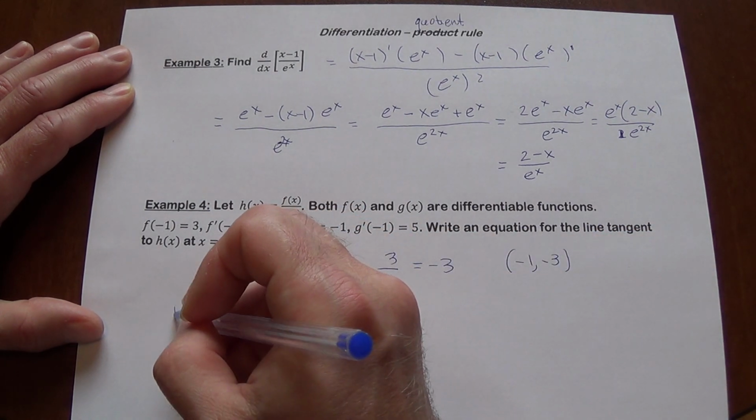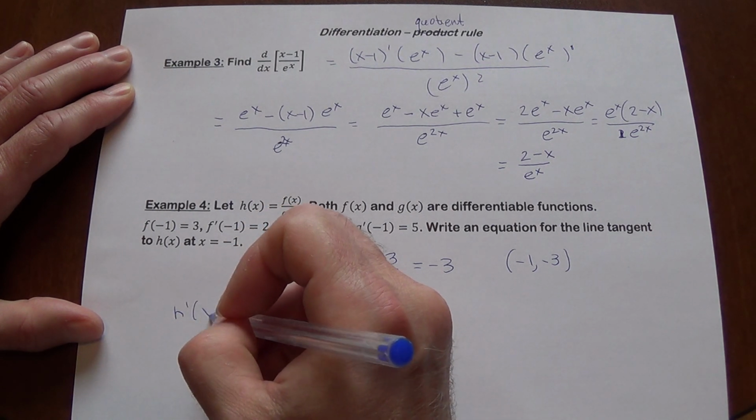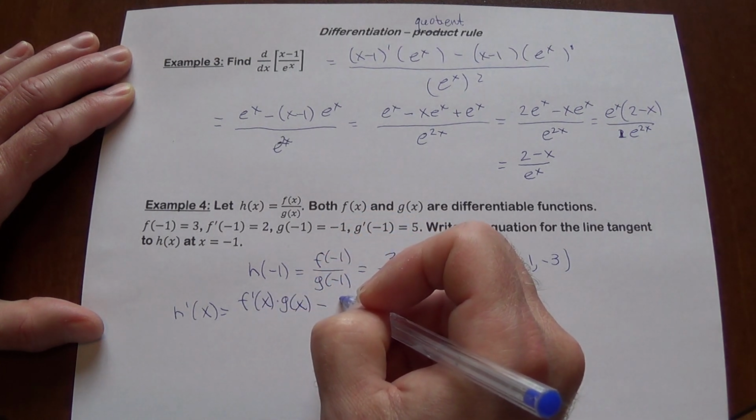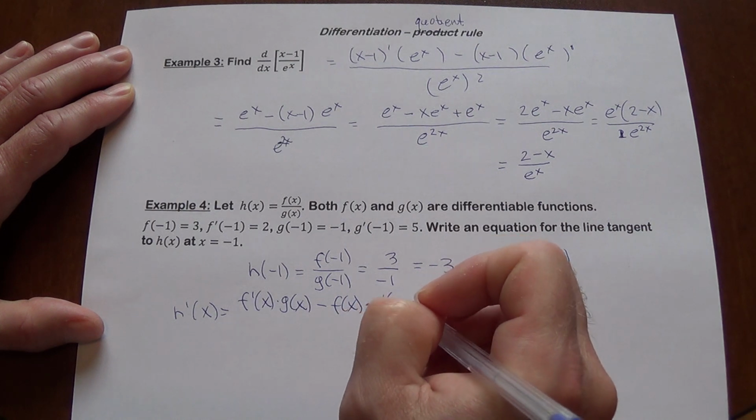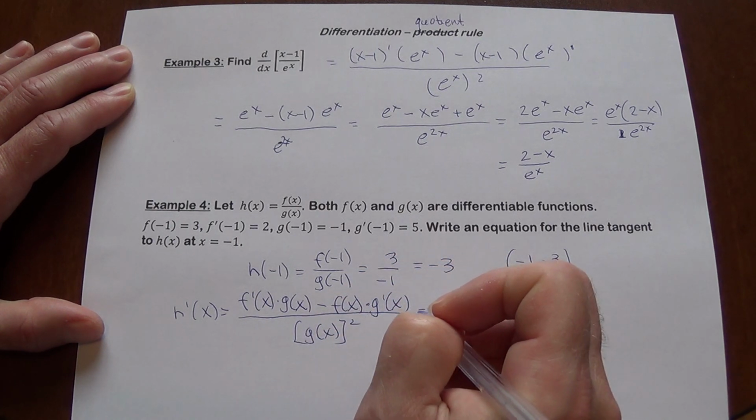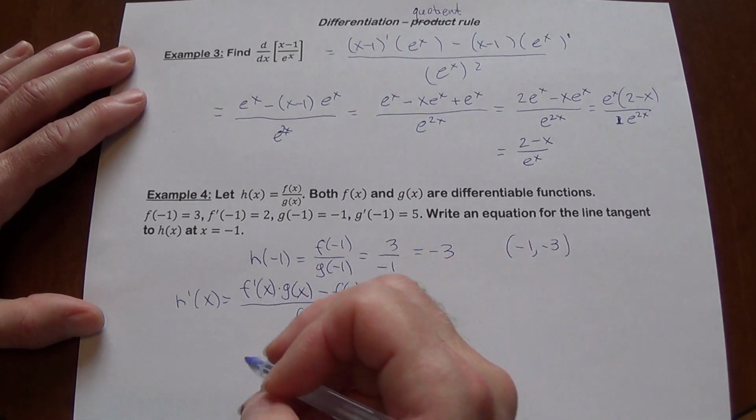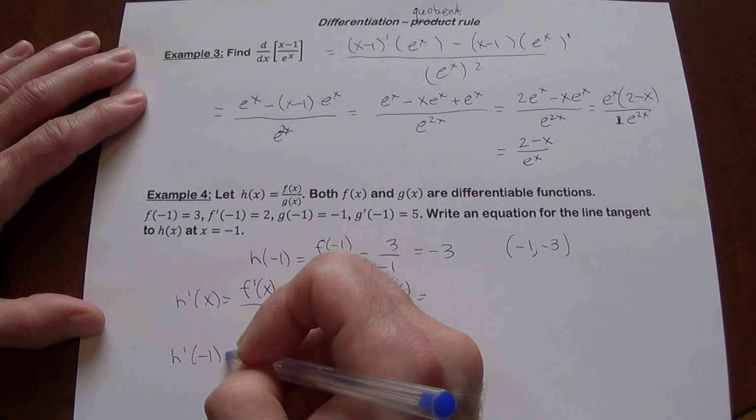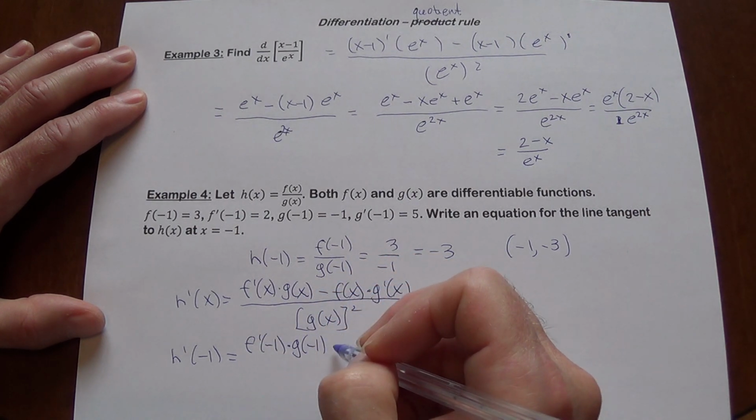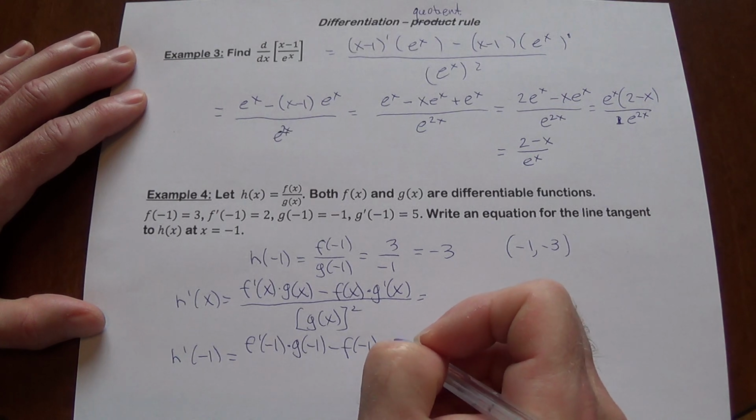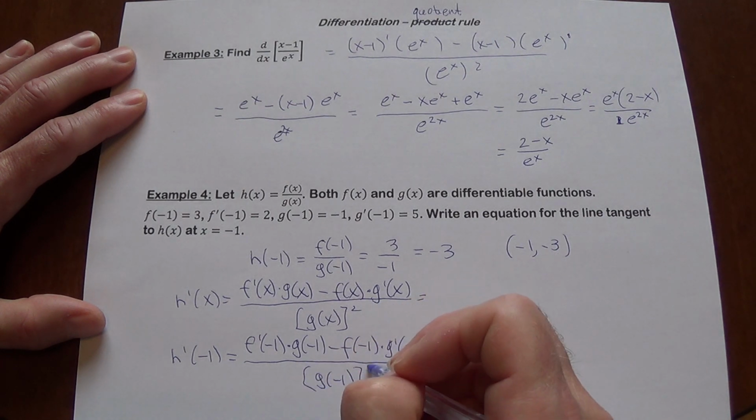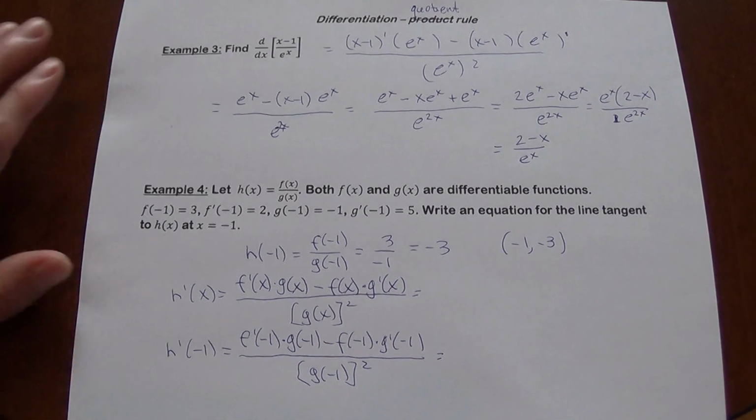For the slope, we need to find the derivative. So h prime of x is going to be f prime of x times g of x minus f of x times g prime of x, divided by g of x squared. So in our case we're going to use -1. So h prime of -1 is going to be f prime of -1 times g of -1 minus f of -1 times g prime of -1, all over g of -1 squared. Now we just need to fill it in with values.